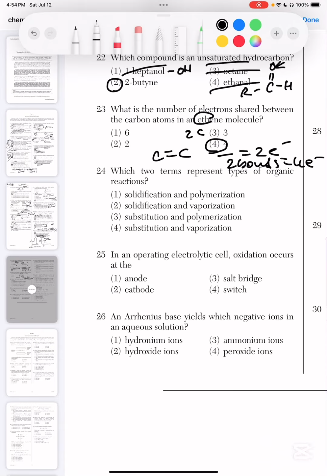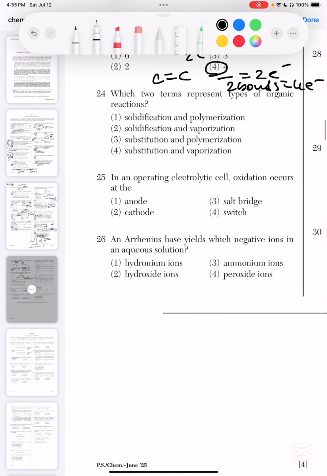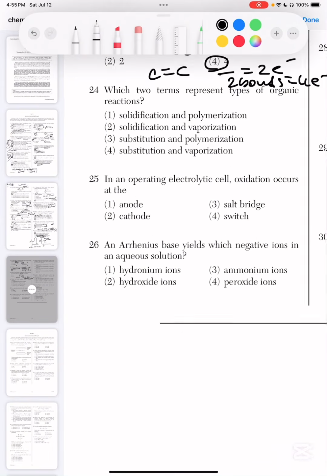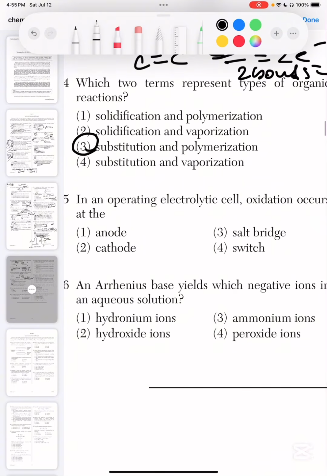Which 2 terms represent types of organic reactions? This one, yeah, I'm pretty sure you just have to memorize. For this one, though, it's substitution and polymerization. Vaporization is not an organic reaction. This is a phase change. And so is solidification, I guess that's just freezing. Oh, maybe you don't have to memorize this. This is common sense.